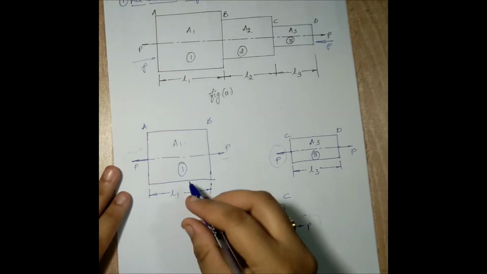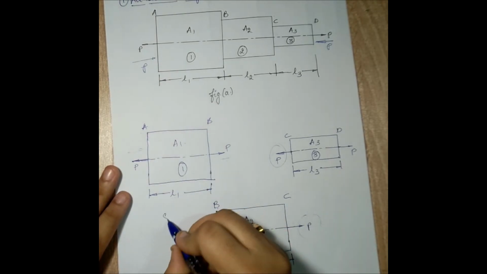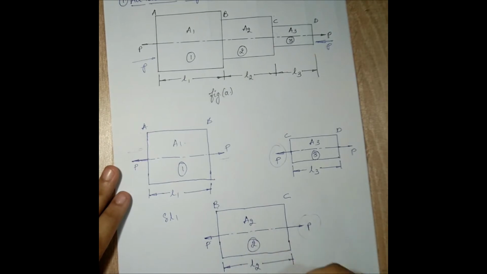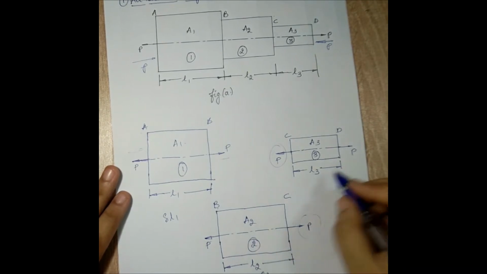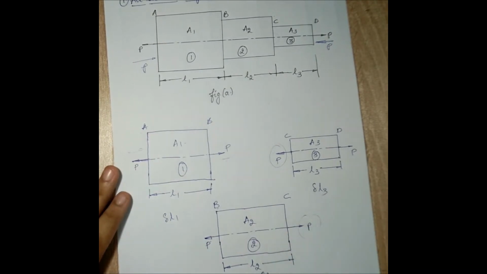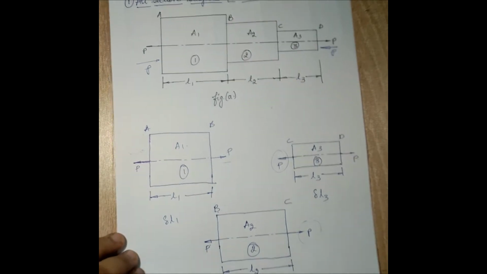Now I will assume that the change in dimension of this bar is delta L1. For B to C I will say it is delta L2, and for C to D there is a small change which is delta L3.